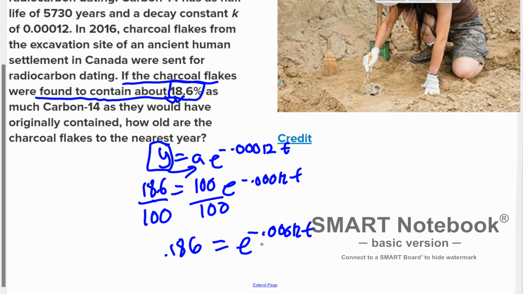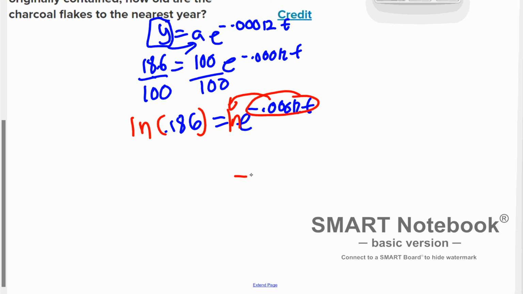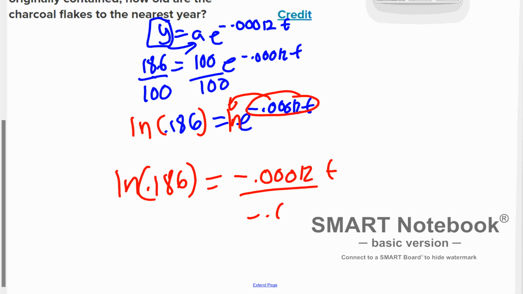Negative 0.00012t. And then how do I get that exponent down? By taking the ln of both sides. So the ln of this exponent just moves down. Ln of e is just equal to 1. So we get negative 0.00012t equals ln of 0.186, divided by negative 0.00012, and there's our t.